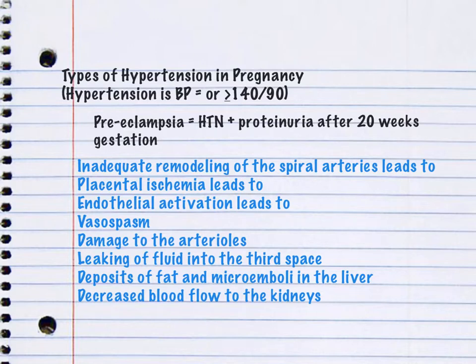But you have this inadequate remodeling. You have the placental ischemia. Then you activate this inflammatory response in the endothelium, and you have vasospasm. So you restrict the blood supply not only to the placenta, but to all the organs. So you get sort of ischemic damage to all these little organs, and they send out cytokines in response. The arterioles, after all of this vasospasm and all of the endothelial inflammation, get damaged. You have leaking of fluid into the third space, and this is where you get a lot of your edema.